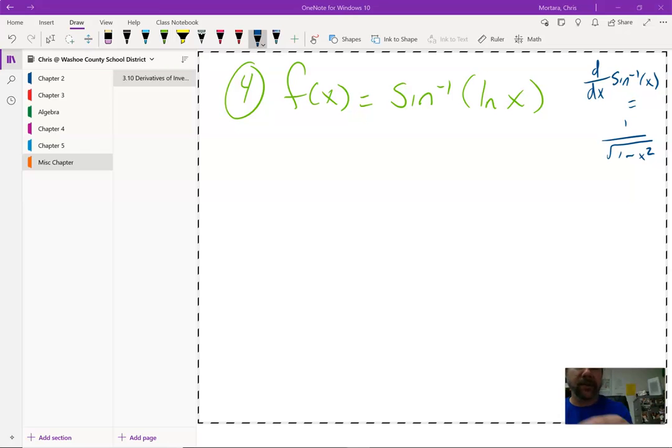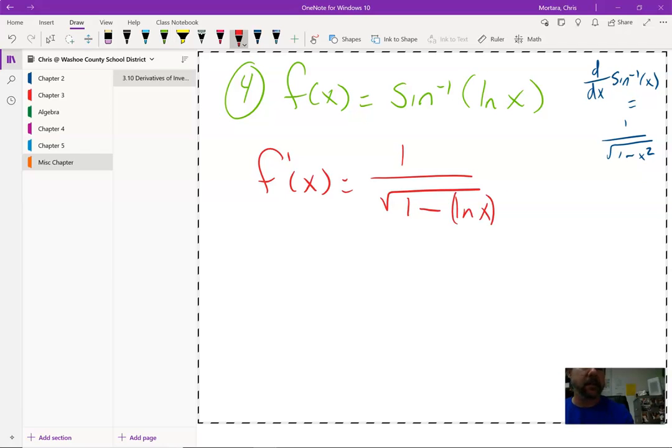All right, so if I took the derivative of this, f prime of x, it's going to be 1 over the square root of 1 minus the x squared, or the u squared. So 1 minus ln of x squared. Now again, if we have an inside, I then need to multiply it by u prime. So the derivative of ln is 1 over x. And so this derivative would be 1 over x root 1 minus ln of x squared. And that's how we take the derivative. Once you have the formulas memorized, taking the derivative is not bad. It's the memorizing that is a little tricky in the first place.